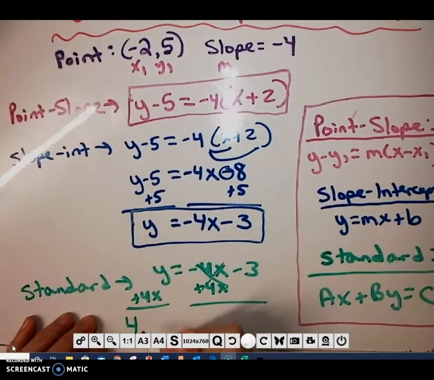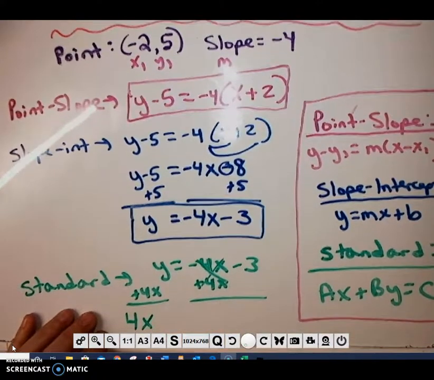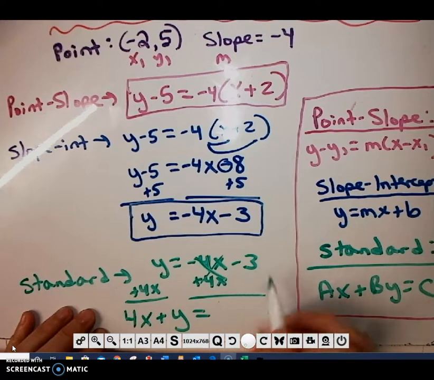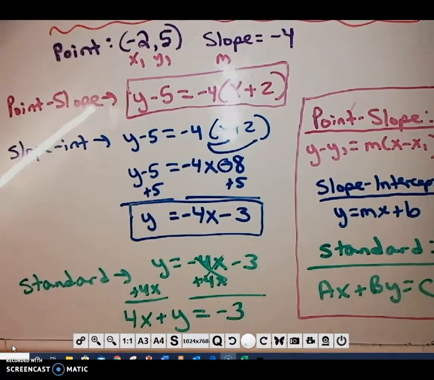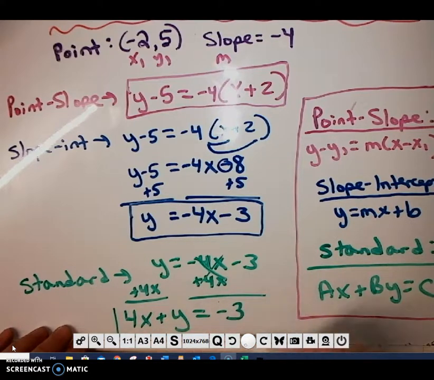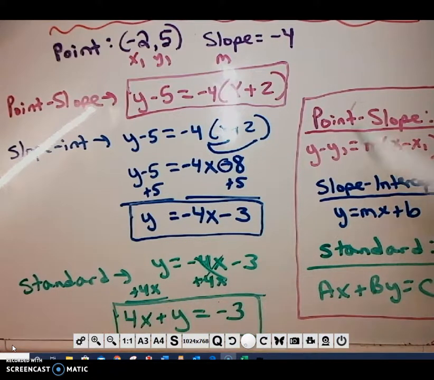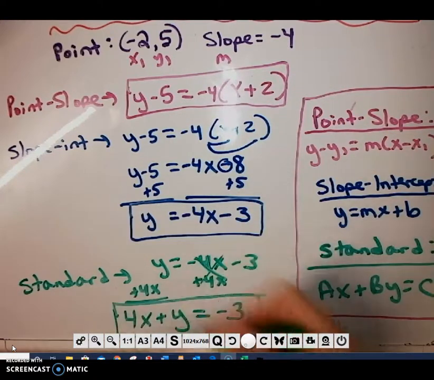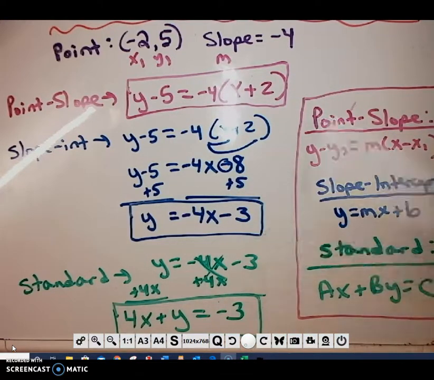Can you guys see that? Positive 4x, positive 1y, or just y, equals, and I'm left with what for c? Negative 3. So here a is 4, and then I have x plus by is 1y, b is 1, equals negative 3. So instead of c, I have negative 3. So again, here are my answers for this one: point slope, slope-intercept, and standard form. All the same line, you guys, just written in a different way.